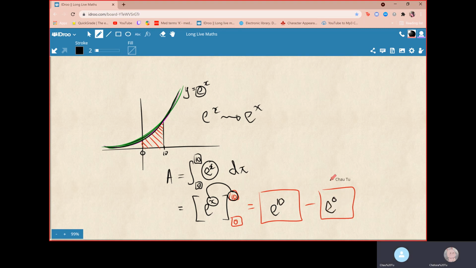Wouldn't that be e to the power of 10? And what's e to the power of 0? 1. So what's the final answer? e to the power of 10 minus 1. And that's your area from 0 to 10. You get it?